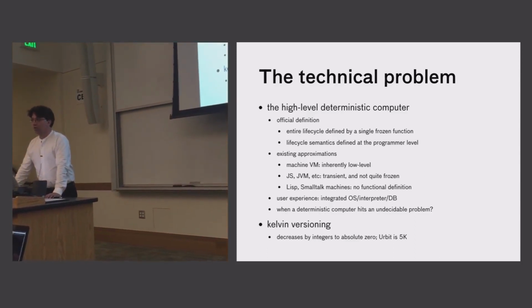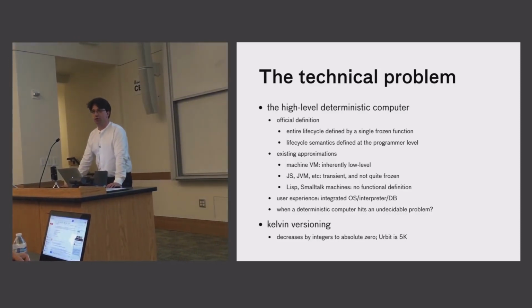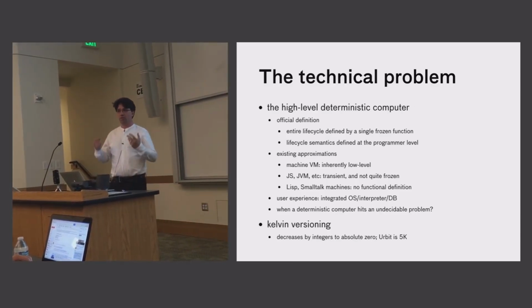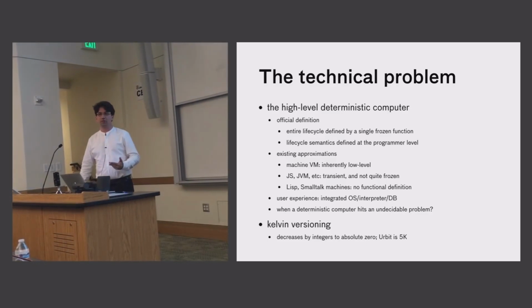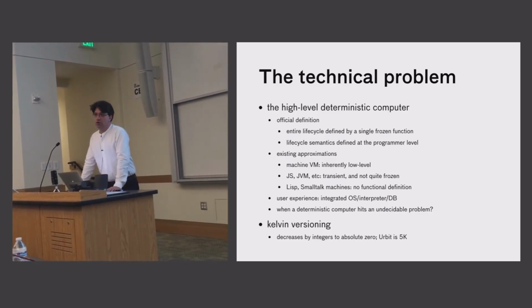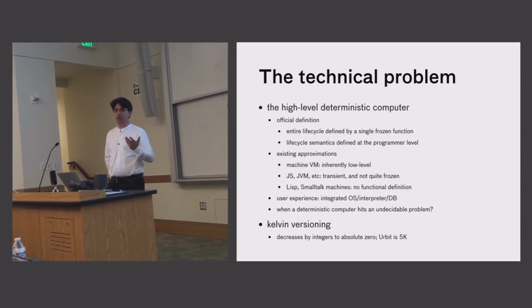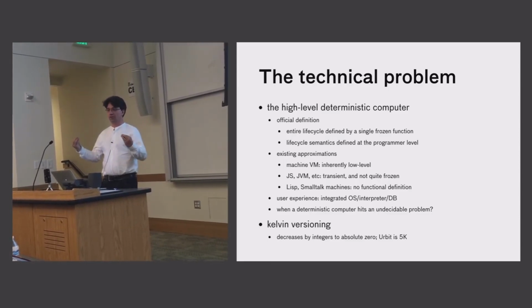Of course, a hardware VM, a CPU, is defined by a single frozen function, which is the CPU function, which is very frozen because it's on the chip. But we'd actually like to define that at the same level at which the programmer conceives of the system. If we look at some approximations to this that exist in reality today, JavaScript and the Java VM are high-level definitions, but they're defined only for a transient system. So here we're defining the whole life cycle of the computer.